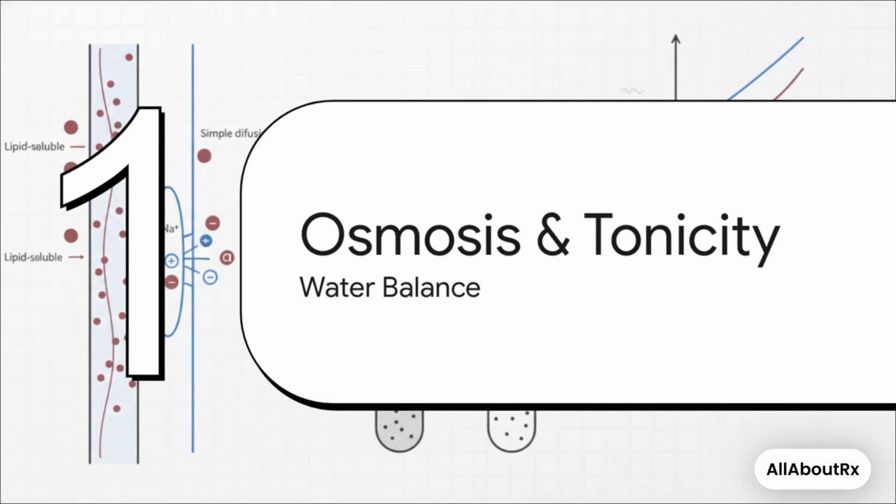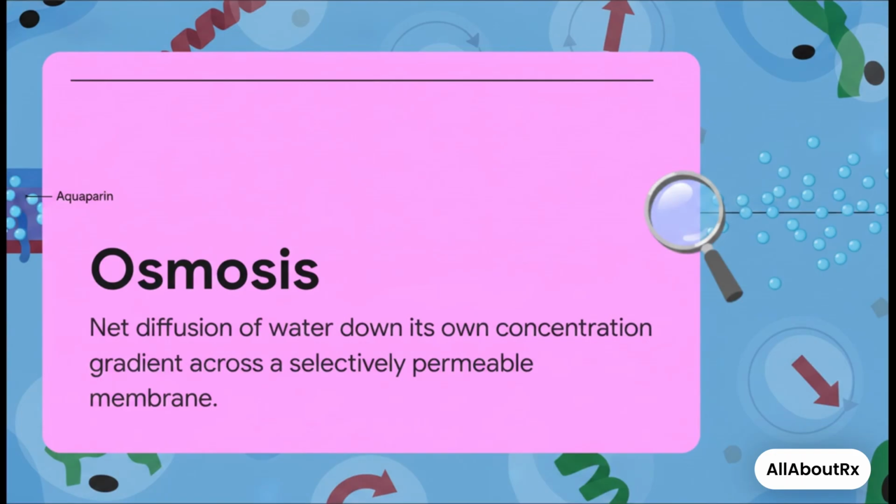Section 3, Osmosis and Tonicity. Let's talk water balance. Osmosis is a very specific type of diffusion. It's defined as the net diffusion of water down its own concentration gradient across a selectively permeable membrane. Now, because water is polar, you might be wondering, how on earth does it get through that lipid bilayer so easily? Well, it crosses incredibly fast through specific, dedicated water channels called aquaporins.